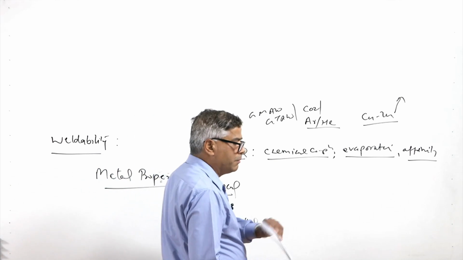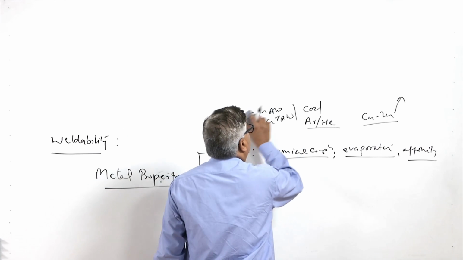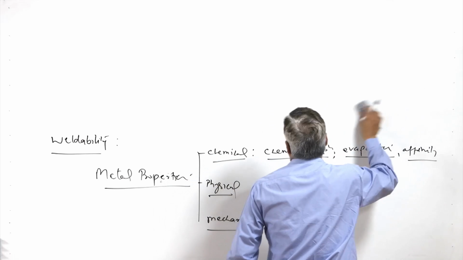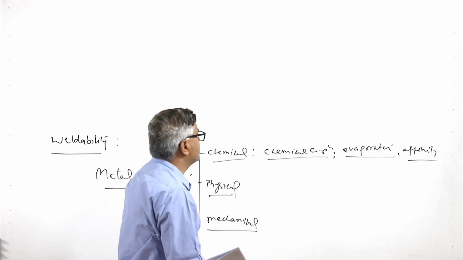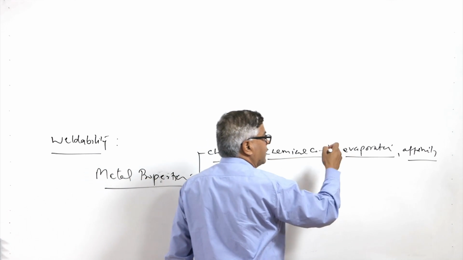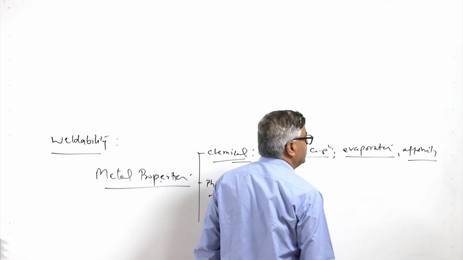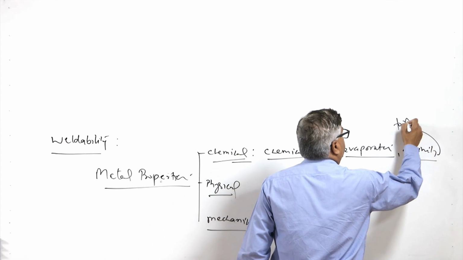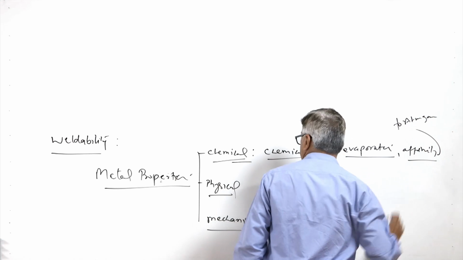So, sometimes double side protection of the weld joint is used during the welding of titanium. These are some of the chemical factors, the chemical properties, which will be affecting the properties of the weld joint. So, affinity to the atmospheric gases is this factor.